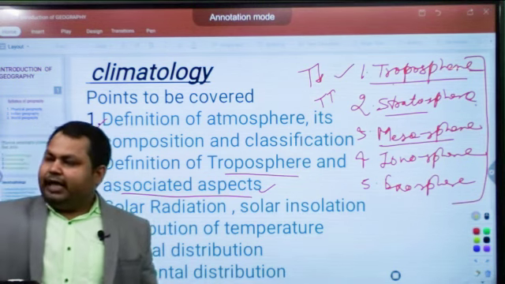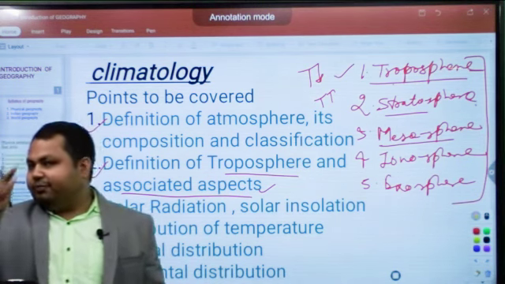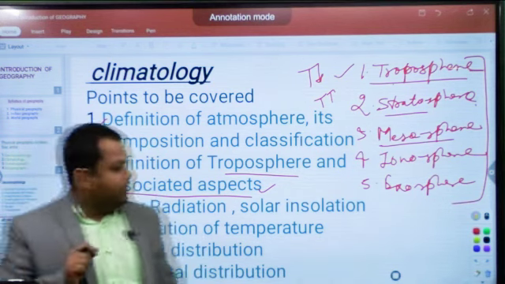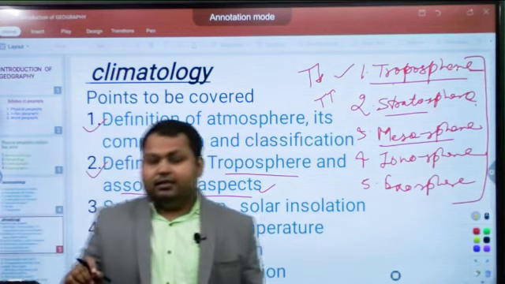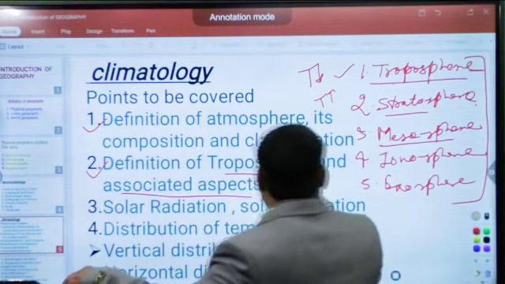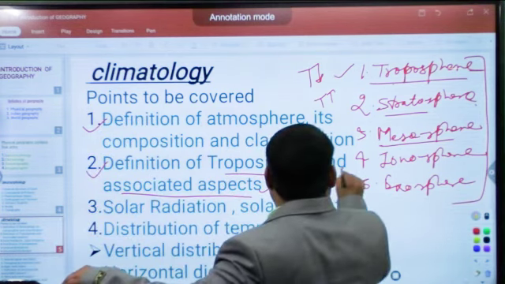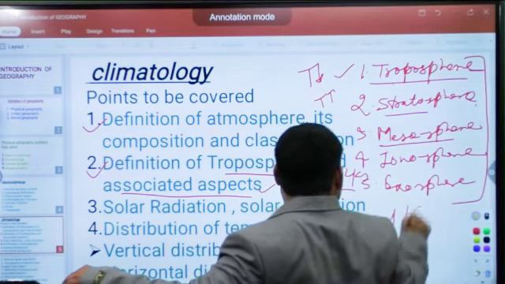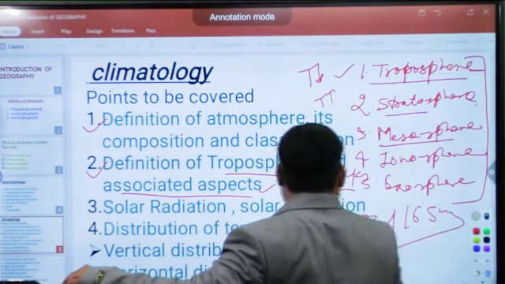Right? And in the troposphere, temperature decreases with increasing height. That is also called the normal lapse rate. Temperature decreases by 6.5 degrees Celsius per kilometer, or 1 degree Celsius per 165 meter.